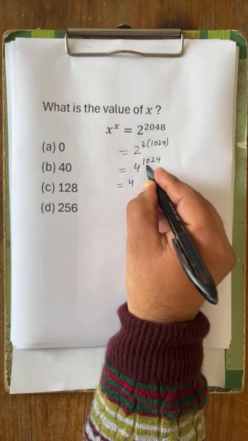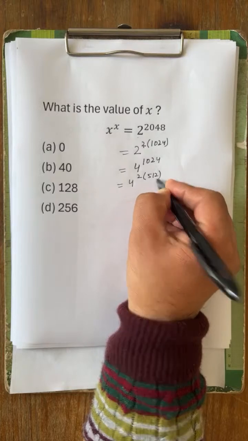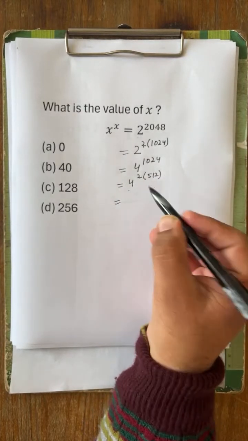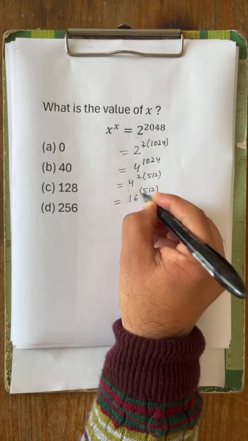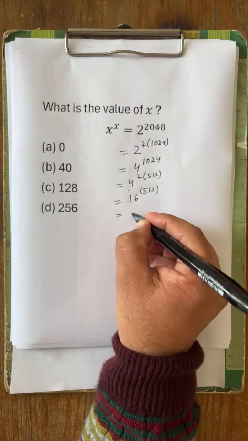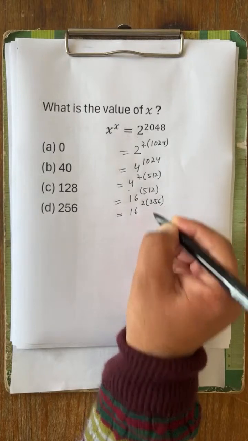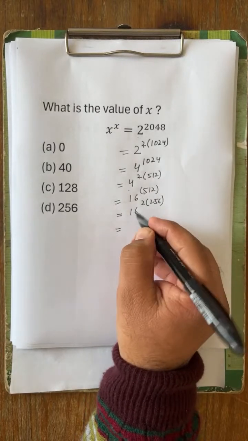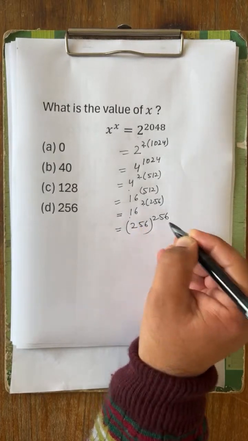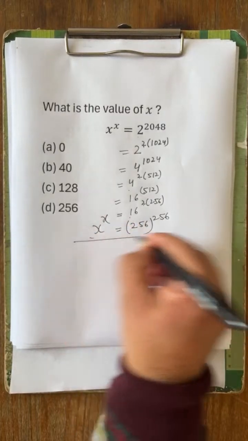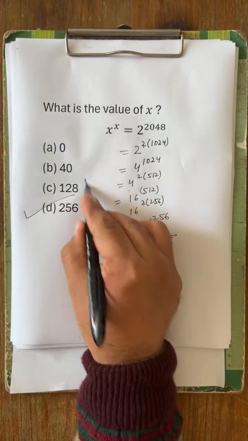Now again 1024 can be written as 2 into 512. Further 4 power 2 can be written as 16. 16 power 512. 512 can be written as 2 into 256. Now 16 power 2 is 256. We get 256 power 256, x power x. Now clearly x is 256. Option D will be our answer.